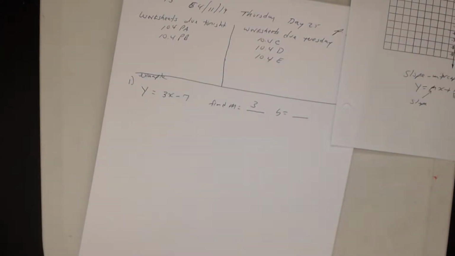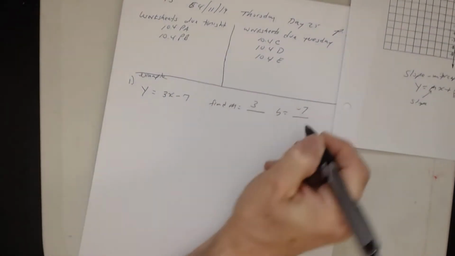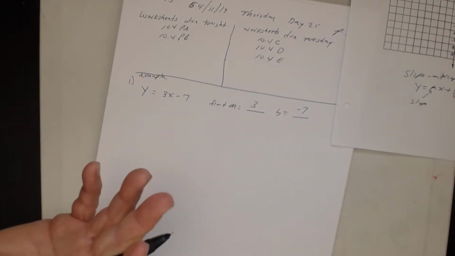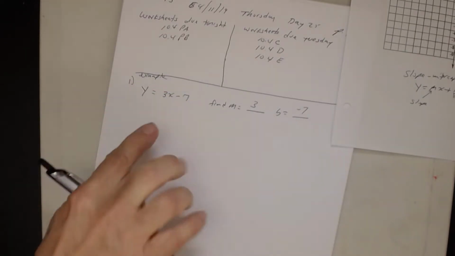Where does the graph cross the y-axis? -7. Don't say 7. It's -7. The constant's -7. Right? You didn't have to graph it. You didn't have to use the slope formula at all. When you get y by itself, what form is this in?